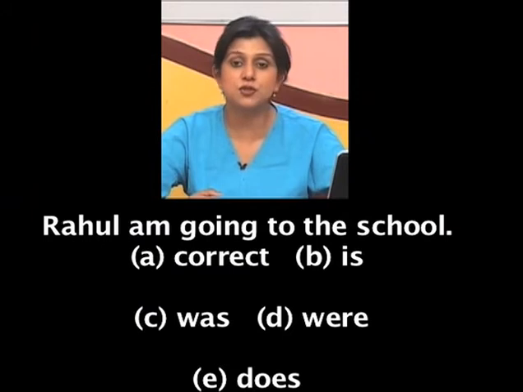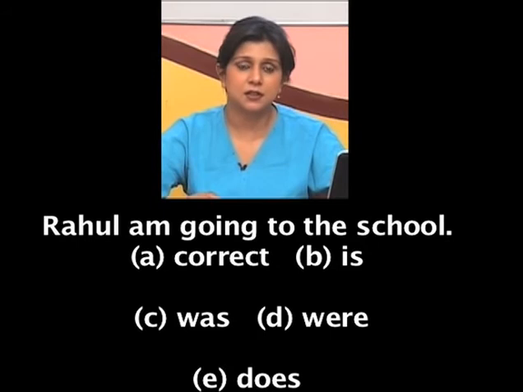The first one is, Rahul, am going to school. And the options are A, correct, B, is, C, was, D, were, and E, does. Rahul, am going to school. Do you think this is correct? Or does it require is, was, were, or does?